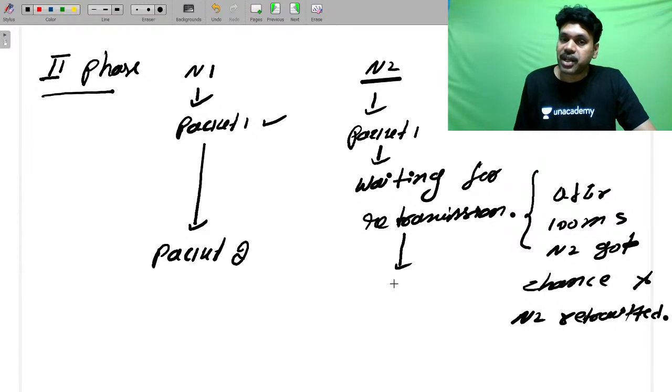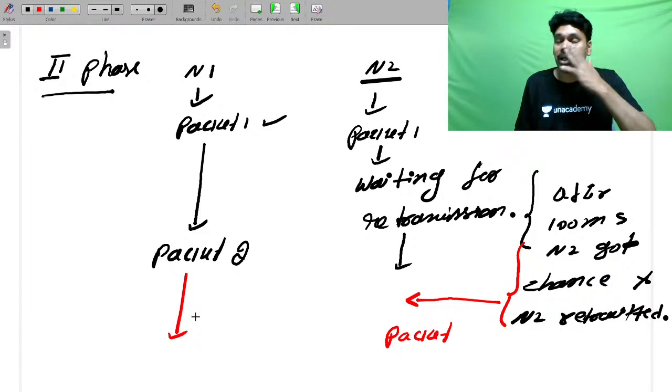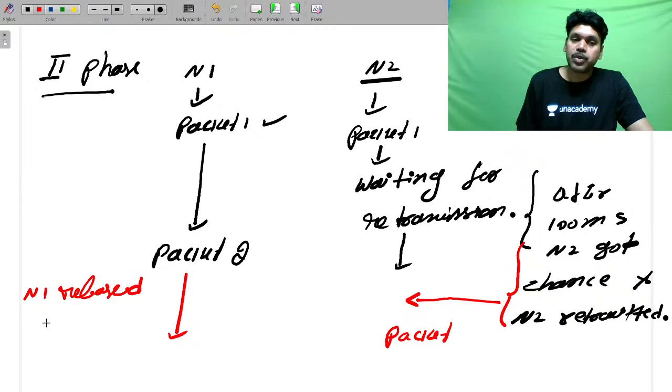So when N2 retransmitted, what will happen? After this step, please understand, N2 retransmitted packet 1, and on this side, packet 2 was sent by N1. N1 released a new packet 2. A new packet number is 2. Now unfortunately, what will happen?